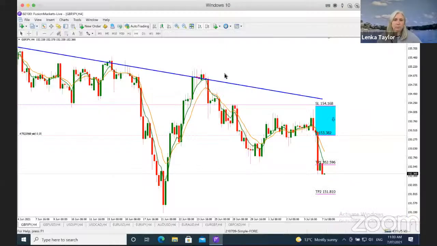I'm going to go through 10 currency pairs on the 4-hour time frame. So let me get my screen sharing. All right, so let's have a look. The first currency pair I'm going to look at is GBPJPY.